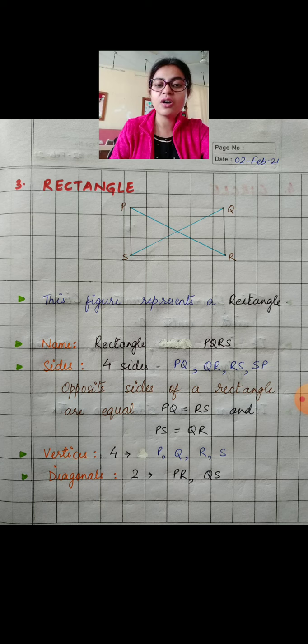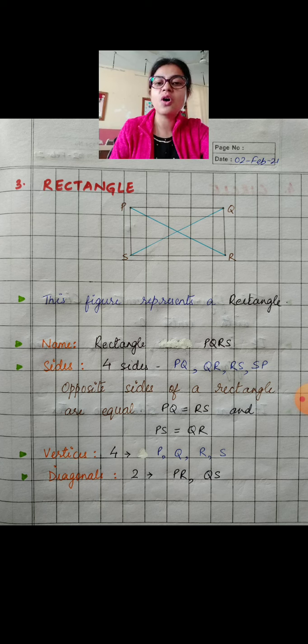Rectangle PQRS. As I told you, you can take any letters, but they should be in a sequence. Sides. It has 4 sides. Very simple. PQ, QR, RS or SP. Opposite sides of a rectangle are equal. This is the property of a rectangle.